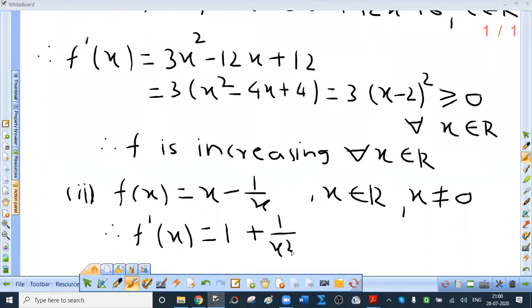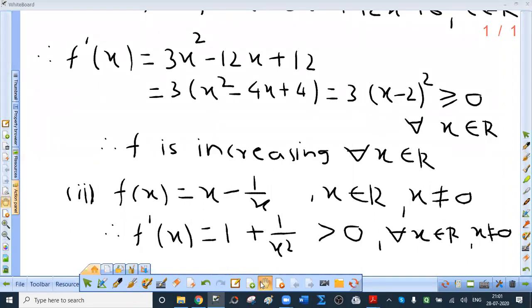Now I will say this is definitely only greater than 0. Don't say equal to 0. This can never be equal to 0 because 1 upon x square is 110% positive. So we are not interested whether it is greater than 1 or 2 or 3, whether it is positive or negative. The answer is it is positive. Okay. Therefore, after this I will say for all x belonging to R, x not equal to 0.